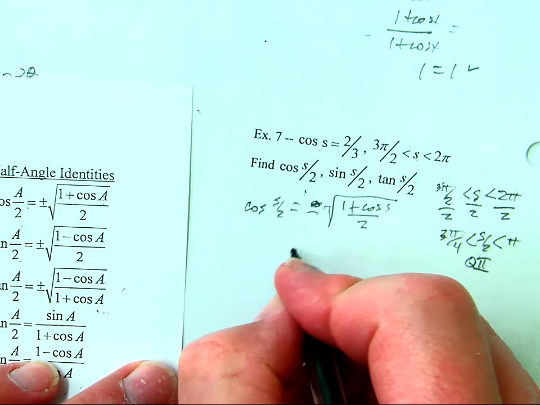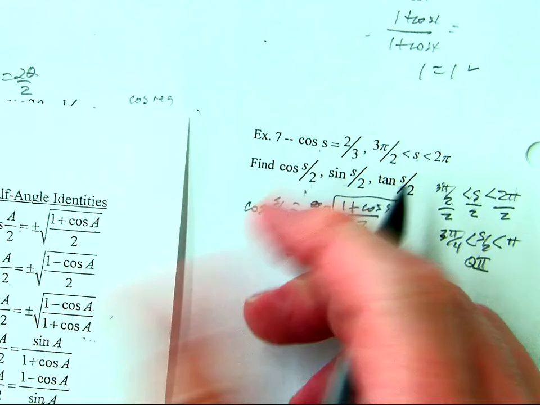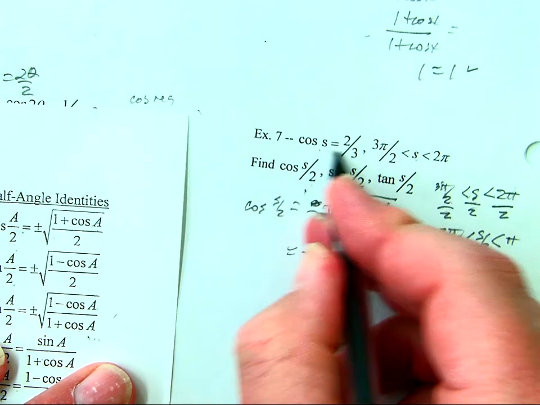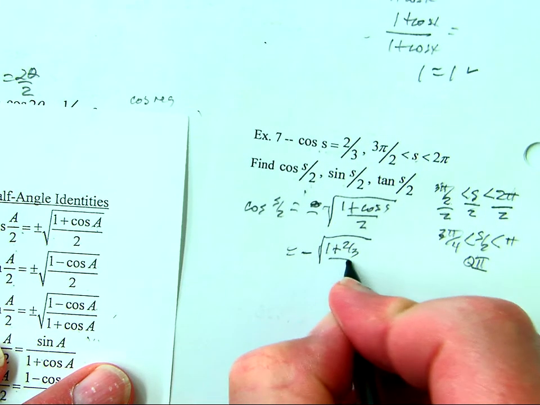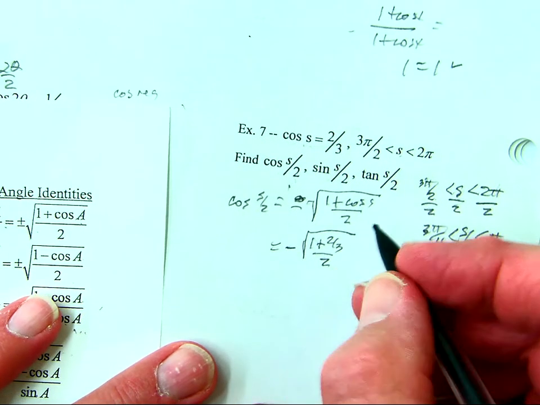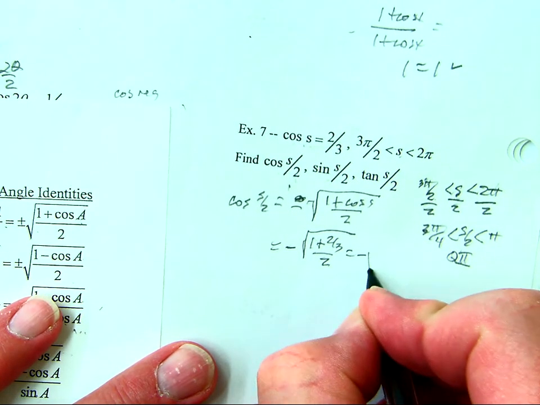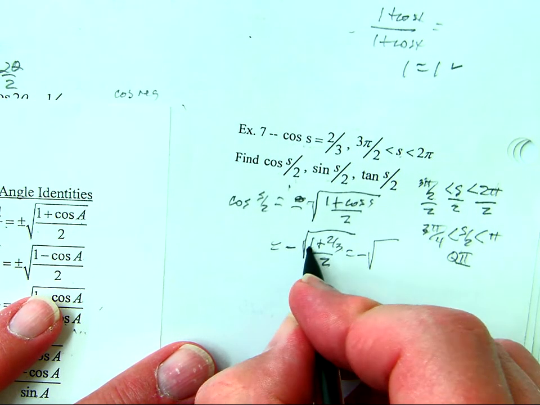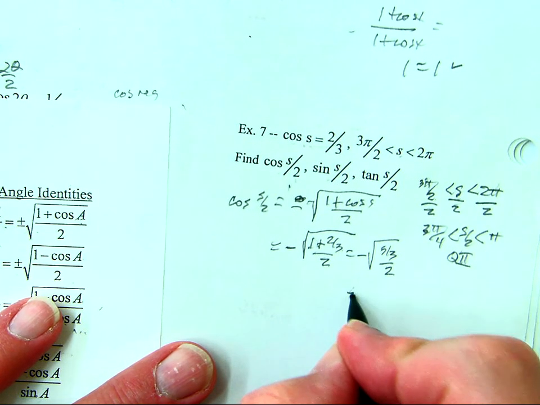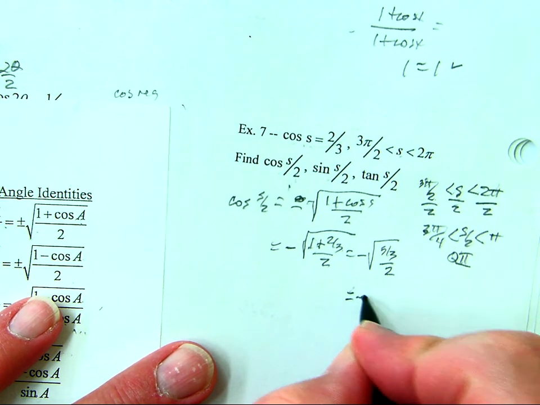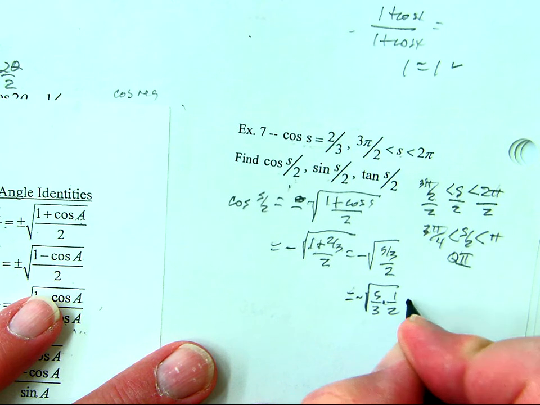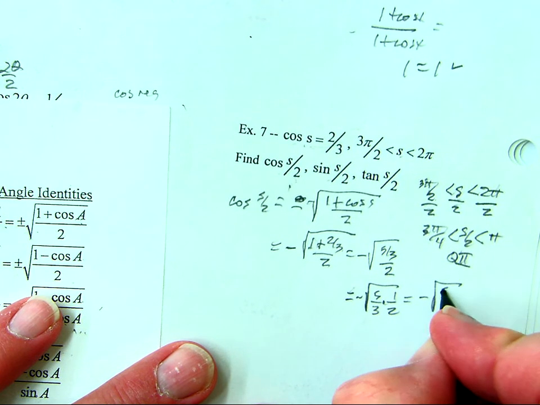So we wrote out our identity. Now we substitute in. We have negative square root of 1 plus, it says the cosine of s is 2/3, so we put 2/3 in for the cosine of s. Let's see, on the top, that's negative square root 1 plus 2/3, that's 3/3 plus 2/3 is 5/3 divided by 2. If we take the top times the reciprocal of the bottom, that's negative square root of 5/6.